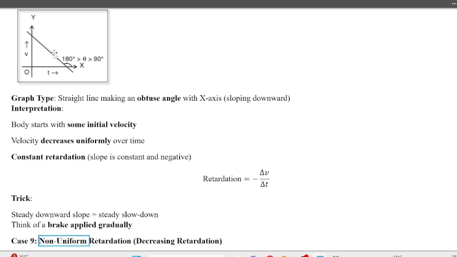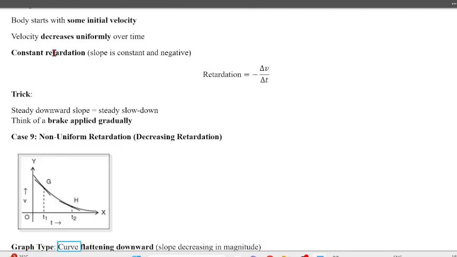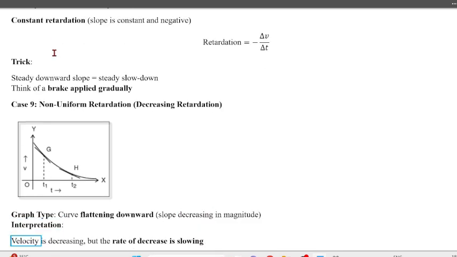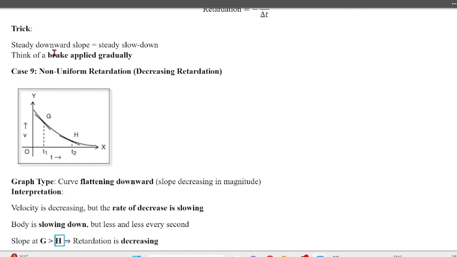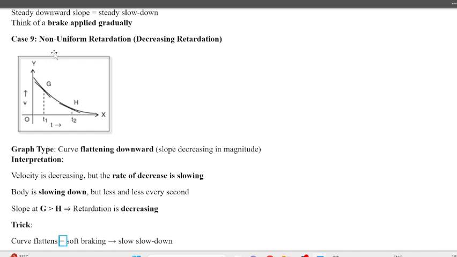Case 9: non-uniform retardation, decreasing retardation. Picture 41, graph type: curve flattening, downward slope decreasing in magnitude. Interpretation: velocity is decreasing but the rate of decrease is slowing. Body is slowing down but less and less every second. Slope at GH, retardation is decreasing. Trick: curve flattens is equal to soft braking, slow down.